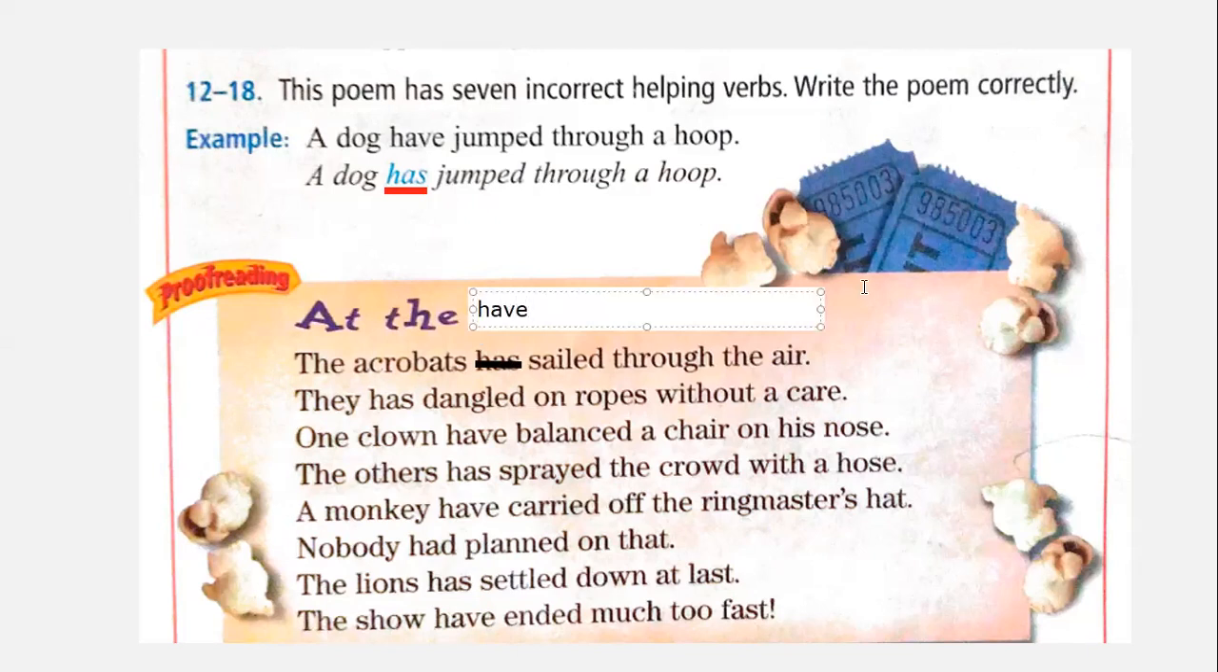Have. Very good job. Okay, and this is our first mistake. So it should say, the acrobats have sailed through the air. Good. Let's go to the second sentence.